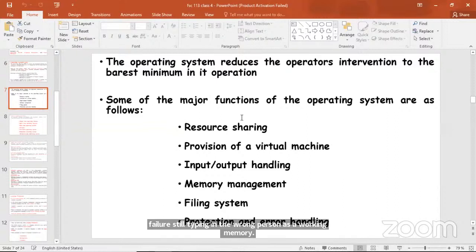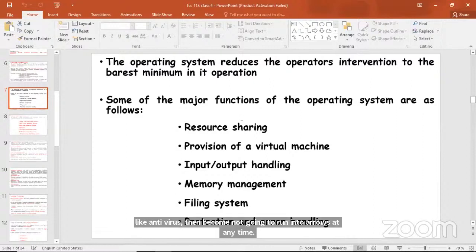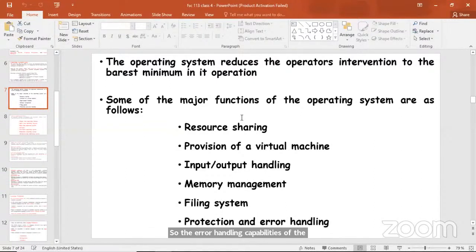Then for protection and error handling, of course, you are aware that there are a lot of viruses online, right? So the OS helps in protecting you against some of this by helping you with some utility software like antivirus. Then the computer can run into errors at any time. So the error handling capabilities of the operating system is what I mentioned.